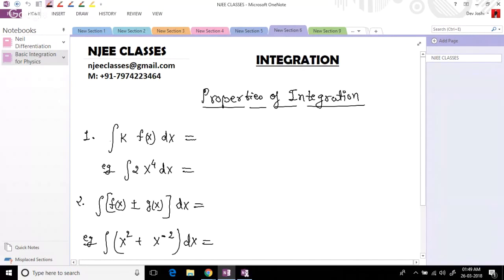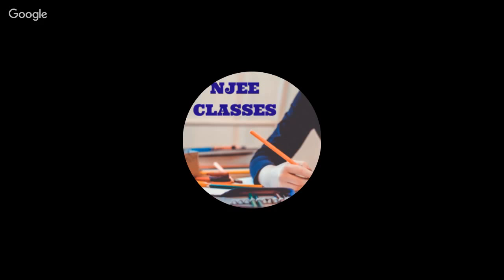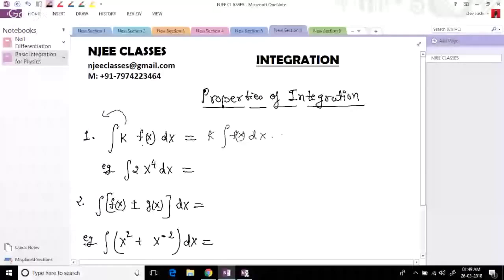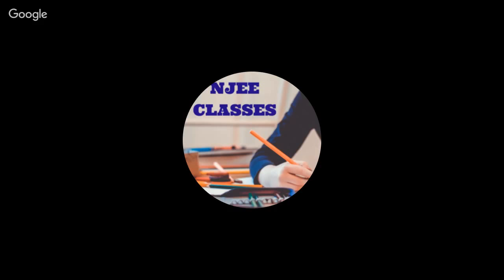The very first property is that the integral of k, a constant, times f(x) dx, where f(x) is a function and k is a constant, is simply k times the integral of f(x) dx. And plus, when you integrate, a constant term will always arise, that is c. While integrating, constant terms come out of the integration; they will not be integrated with the function, just as in differentiation.